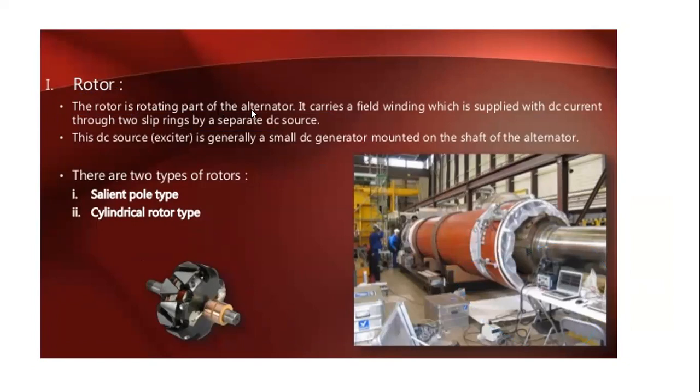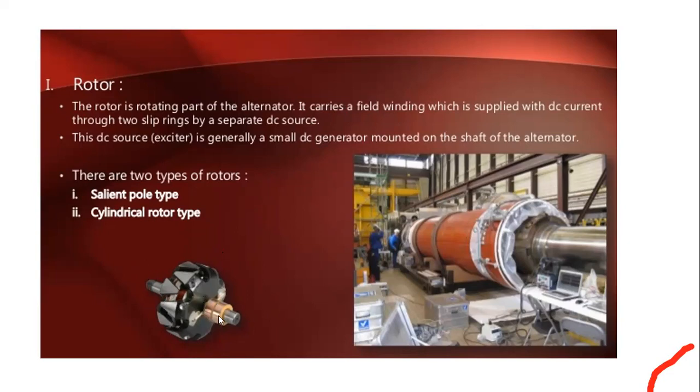A rotor is the rotating part of an alternator, while the stator is the stationary part of an alternator. The rotor carries the field winding, which is supplied with DC current through two slip rings.